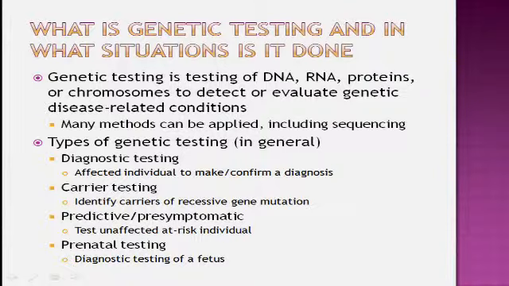So genetic testing is quite broad, and there are many definitions, but basically it's testing DNA or RNA, which is what DNA gets converted to before it becomes a protein, proteins, chromosomes, to detect or evaluate genetic disease-related conditions. And there are many different methods that can be used, including DNA sequencing, which is one of our biggest tools, in part because the mutations are scattered throughout some of these genes.